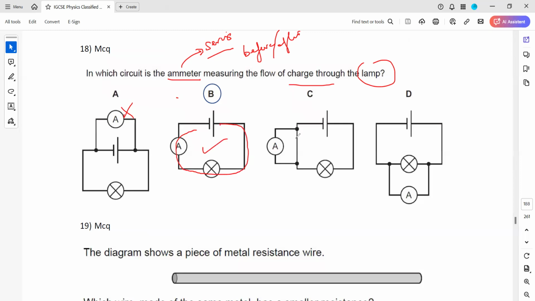What about C? C is totally wrong because it's parallel across the component. And D also is wrong because it is parallel across the component. Ammeters should always be connected in series, before or after.